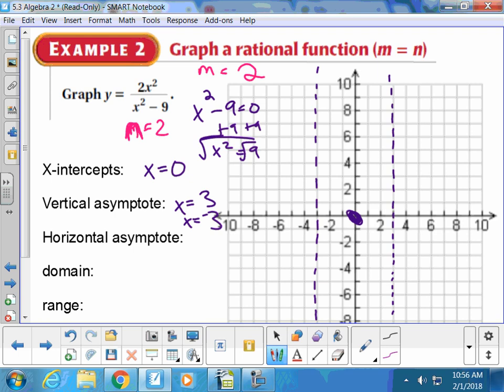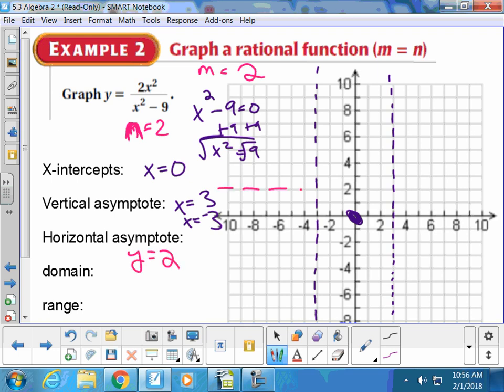Now you're like, what the heck is am over bn? It's just the leading coefficient of the top and the leading coefficient of the bottom. So it's that a over c trick we did yesterday. Remember how we did leading coefficient over leading coefficient? So in this case, it'd be 2 over 1. Okay. That's y equals 2.